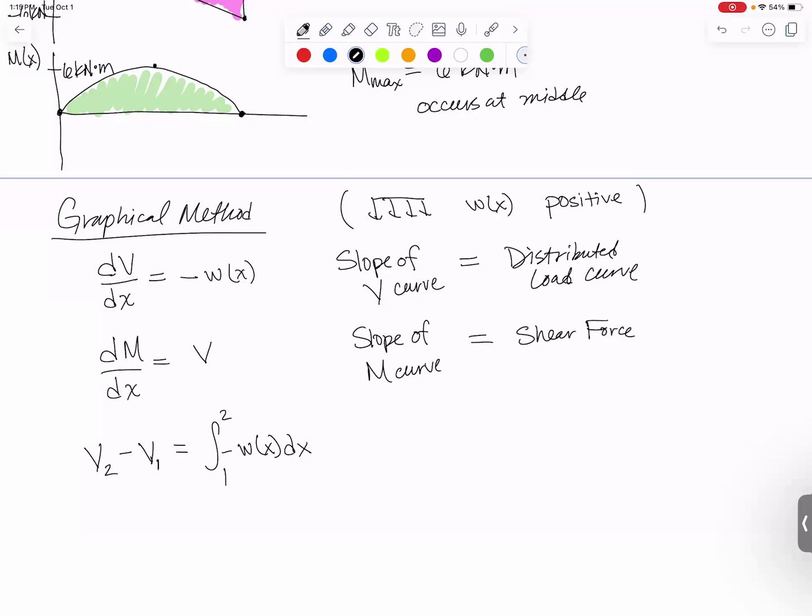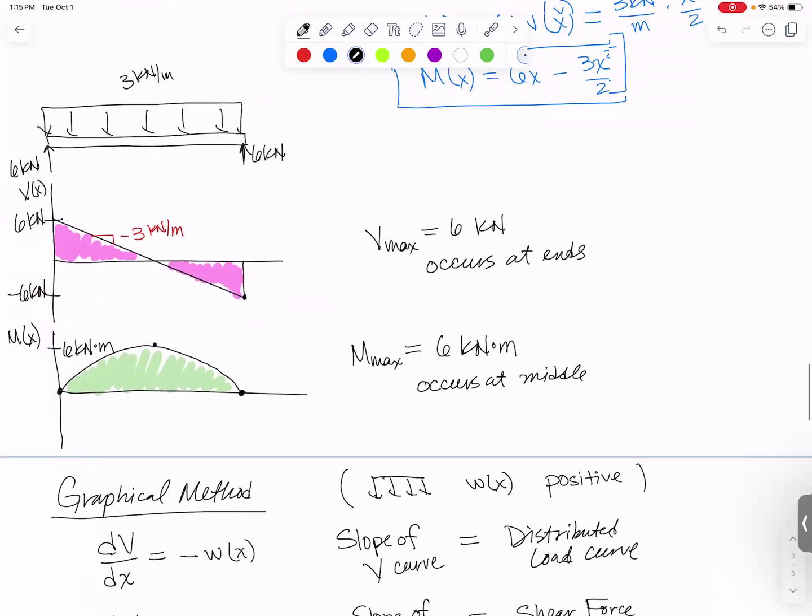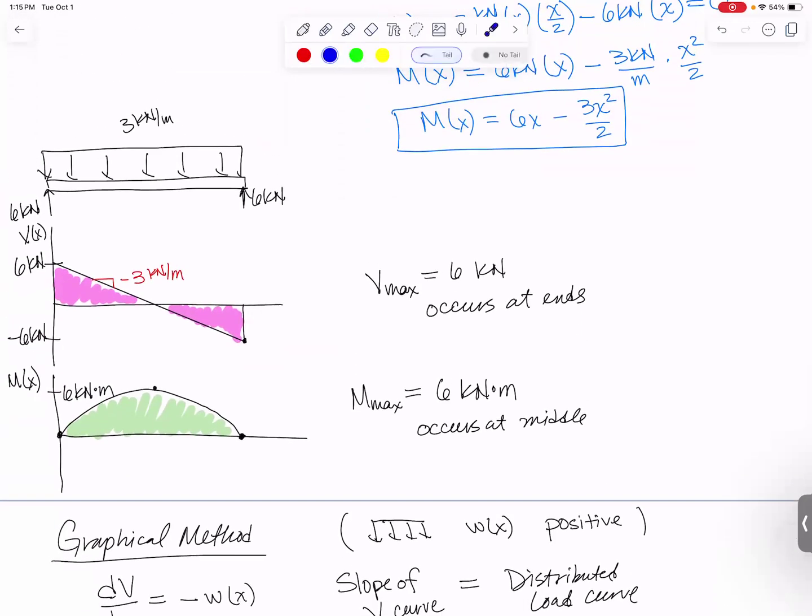What that means is that the change in the V curve between any 2 points is equal to the area under the W of X curve. So let me show you how that works. If I'm going from here to the middle of the beam, and I want to know how much the shear force drops from here to here, I integrate and find the area underneath this curve.